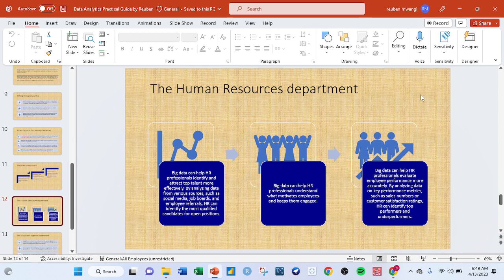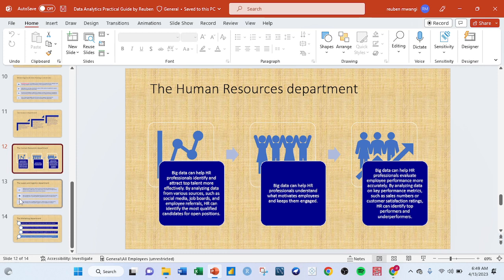So big data can help HR professionals understand what motivates employees and keep them engaged. So big data can help HR professionals evaluate employee performance more accurately by analyzing data on key performance metrics. So these are just advantages of how big data can bring this kind of importance in the human resource department. So the human resource department needs to be trained on how to use big data or even small data.